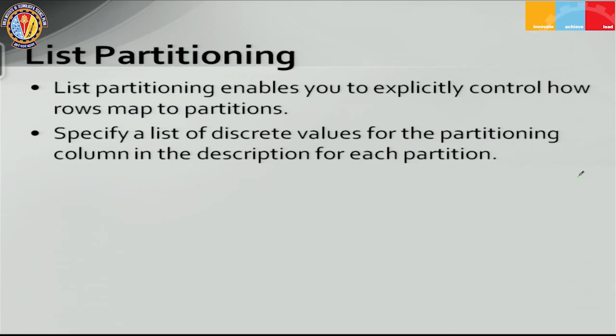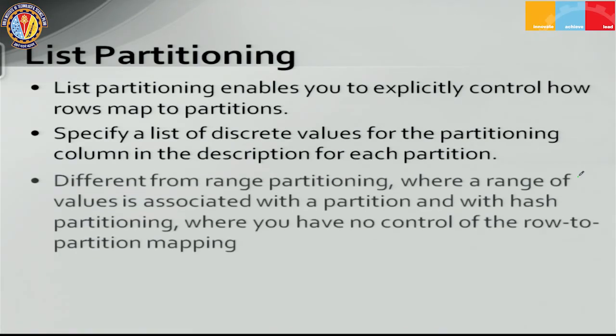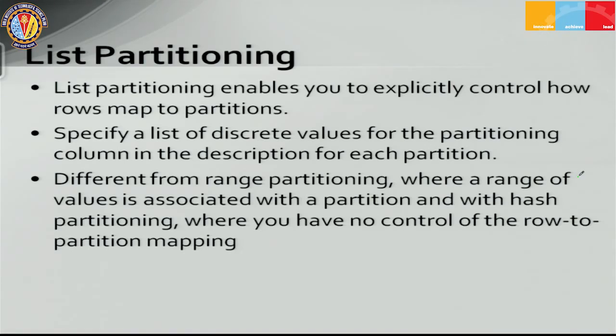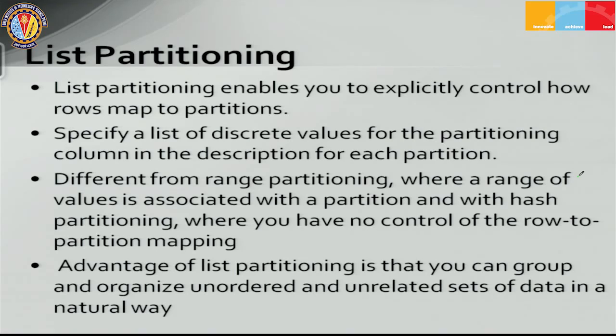You specify a list of discrete values for the partitioning column in the description for each partition. It is different from range partitioning, where a range of values is associated with the partition, and from hash partitioning, where you have no control over the row to partition mapping. The advantage is that you can group and organize unordered and unrelated sets of data in a natural way. Let us see an example.